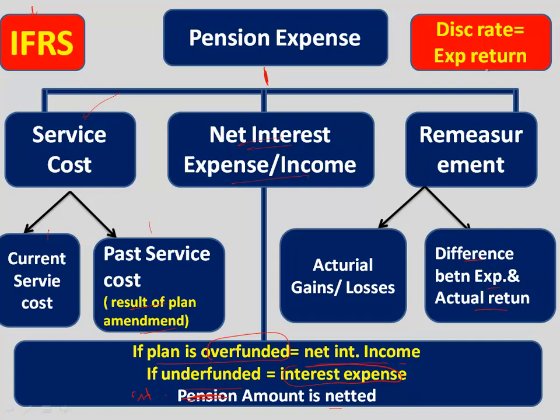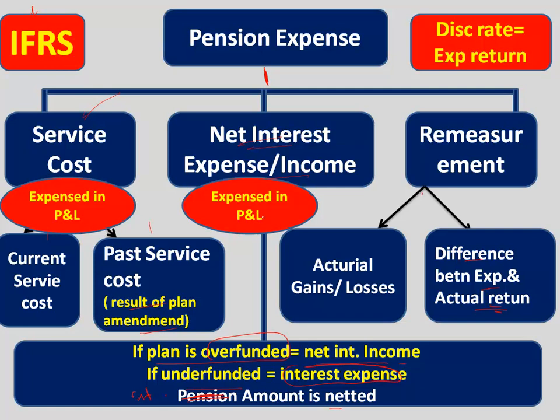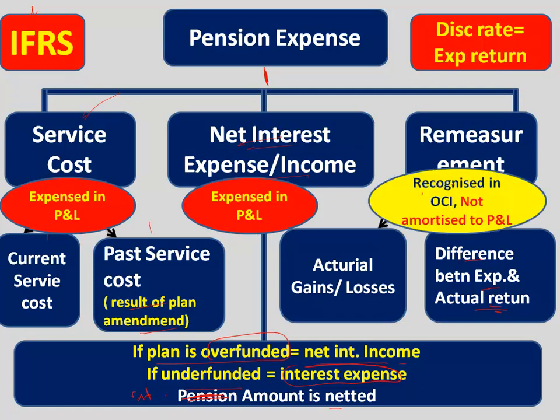And then the last part is your remeasurement, where you would have actual gains or losses. This is a part of your remeasurement, and differences between expected return and actual return. Now this part is expensed directly in the profit and loss account, and this part is recognized in OCI, but it is not amortized in IFRS to the profit and loss account.